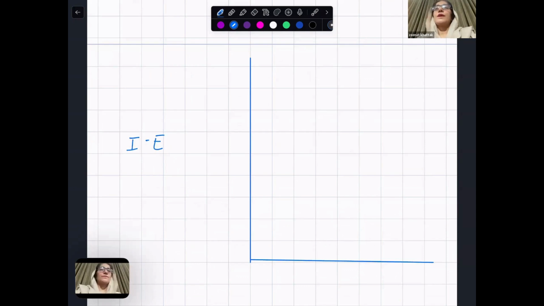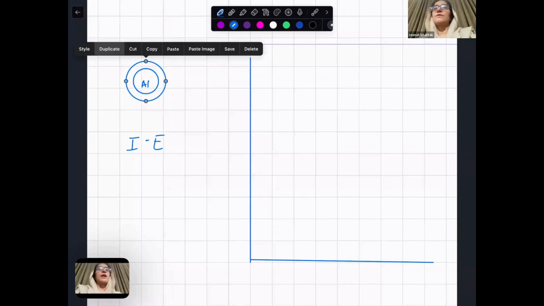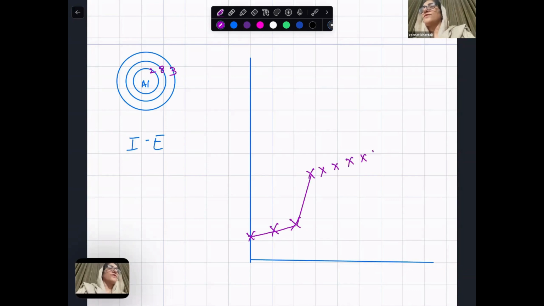Ionization energy. Aluminium: 2, 8, and 3. So 1 electron, 2 electrons, 3 a gradual rise, then the 4th a sharp rise, 1, 2, 3, 4, 5, 6, 7, 8. And now again a sharp rise.